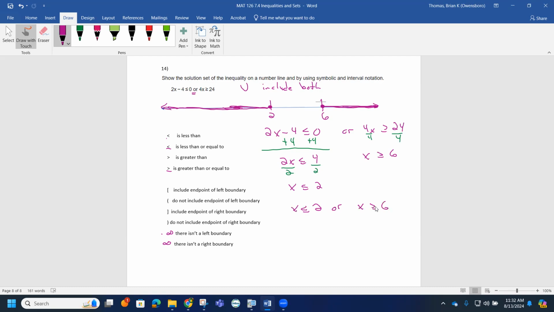So only the numbers between 2 and 6 are not included. Everything else would work for this problem. So as long as you make one of those conditions true, that would be correct.